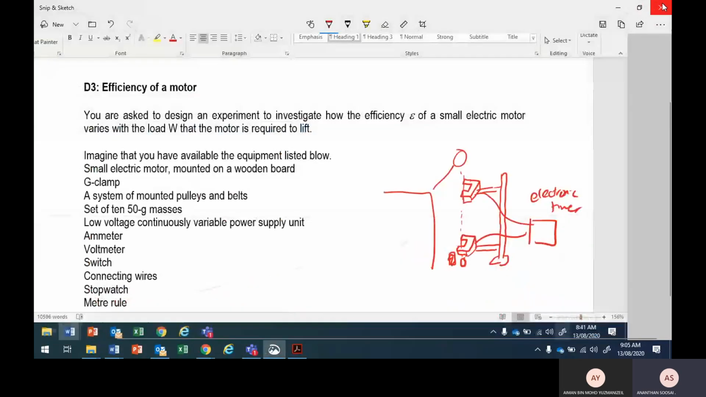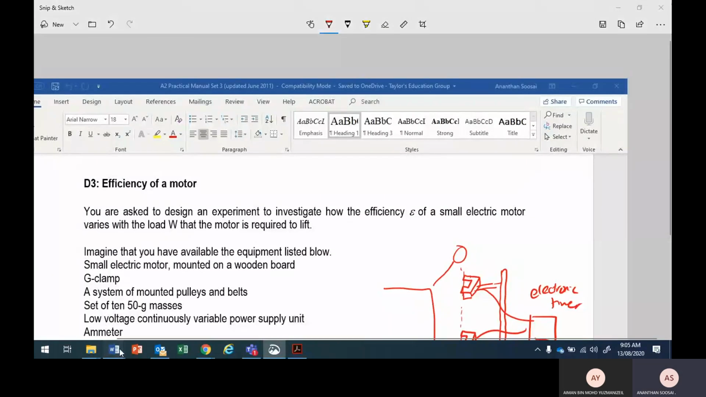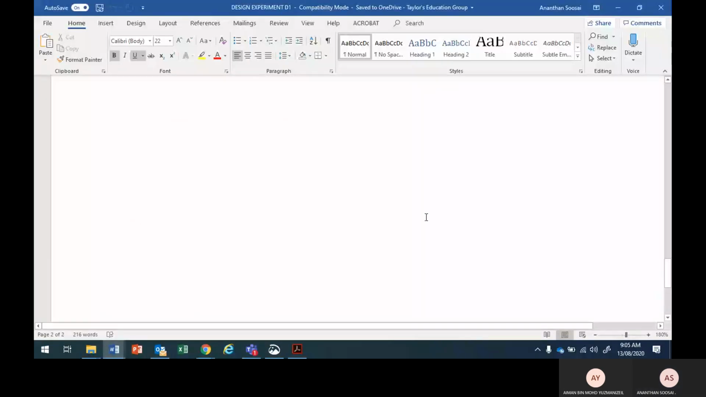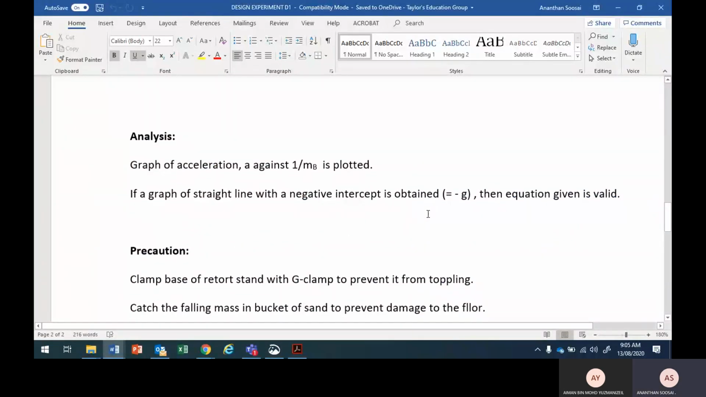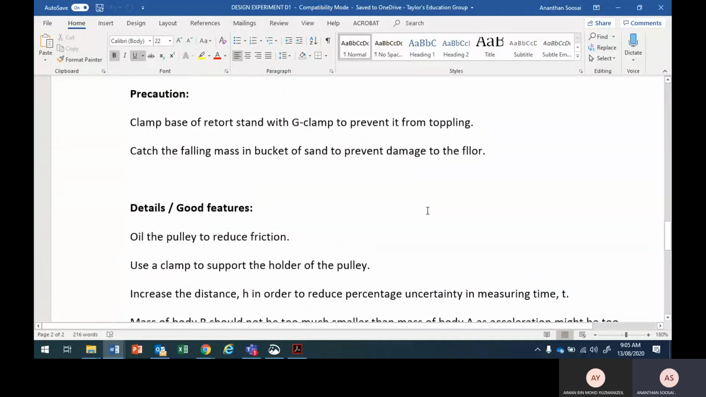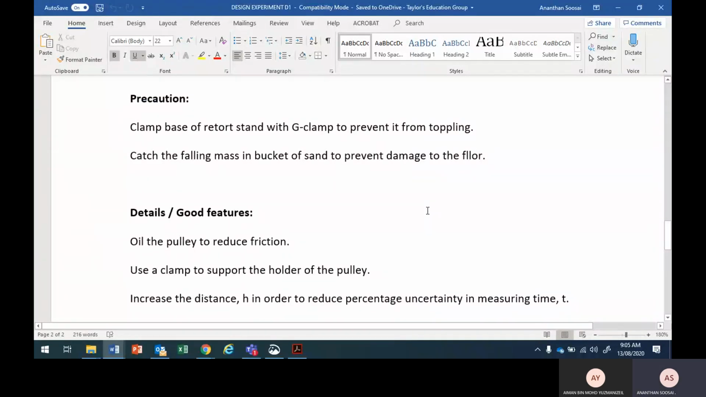Okay, let me go back to the precautions. String is used, so wear goggles. Clamp the retort stand with a G-clamp to prevent toppling, catch the falling mass with a bucket of sand to prevent damage to the floor. And wear goggles because if the string snaps, the wire snaps, then it's going to be dangerous. So wear goggles. Okay. Only one safety.